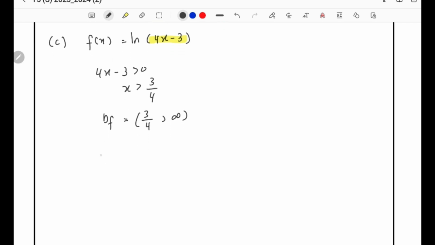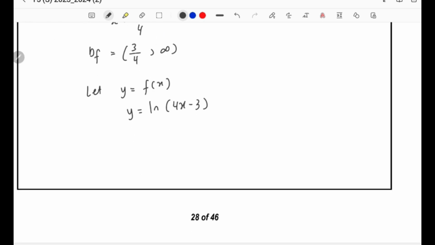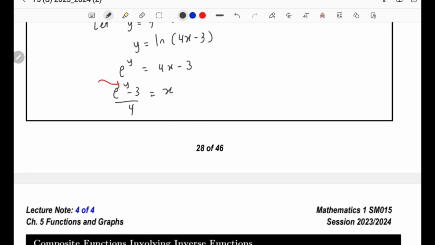Then to find the range, we need to let y equals f(x). y equal to ln(4x minus 3). Rearrange until we have x as a subject. y can be all real numbers. So y is a subset of all real numbers. So the range of f is all real numbers.